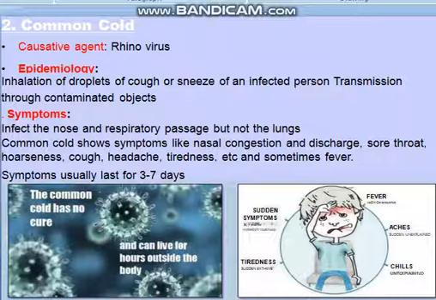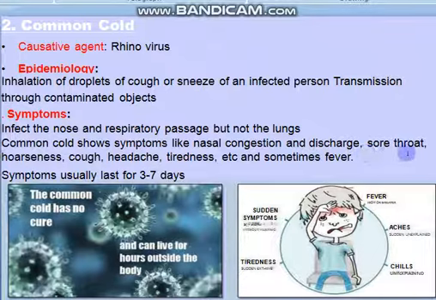It is transmitted through the droplets of cough and sneeze of the infected person, and it can be transmitted through the objects which an infected person must have touched, for example pen, pencil, desk, or anything. So it can be transmitted through contaminated or infected objects. So what are the symptoms of the common cold? These are very well known to you because this is a common disease that infects the nose and respiratory passage but not the lungs. The person suffering from common cold shows symptoms like nasal congestion and discharge.